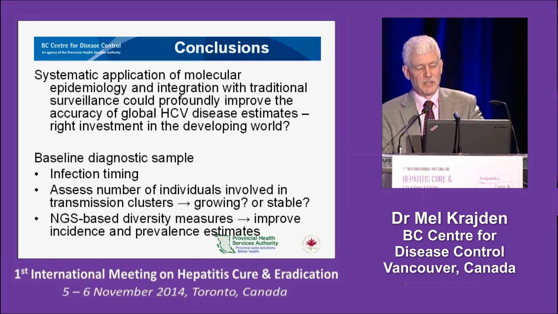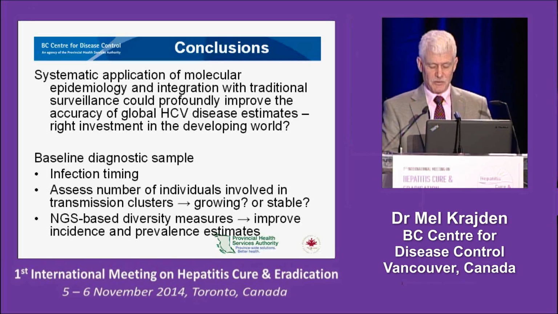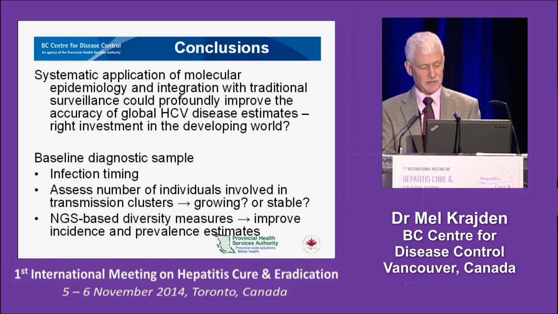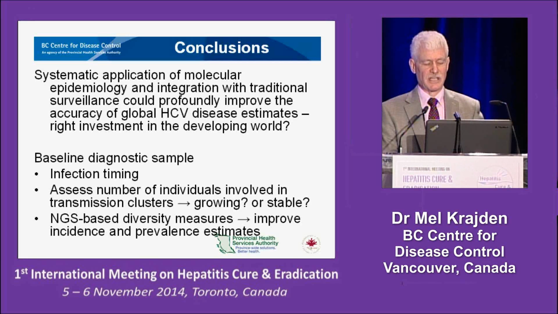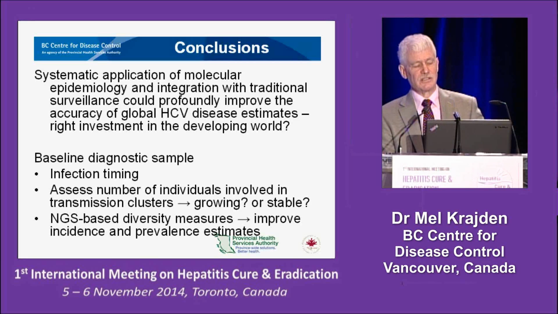And the challenge for the developing world is whether this is the right investment, because their needs are pretty mammoth. And then the other important point is that from the baseline diagnostic sample, you now have an ability to provide information on infection timing. You have an ability to assess the number of individuals who are involved in transmission clusters, if you do it systematically, and determine whether those clusters are growing or stable. And then if you use next-generation-based diversity measures, you have an opportunity to improve your ability to discriminate incident and prevalence estimates.